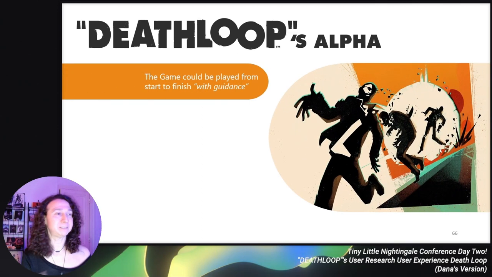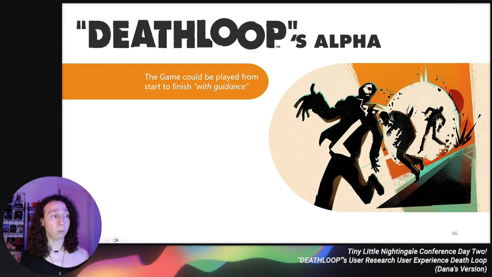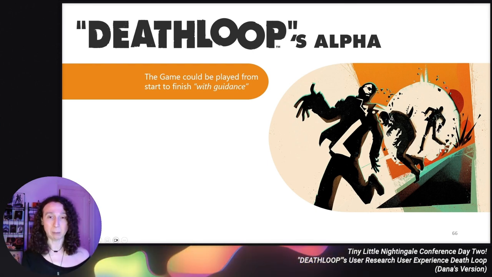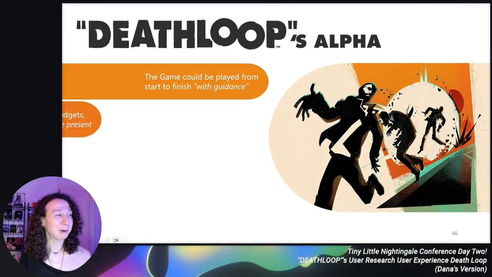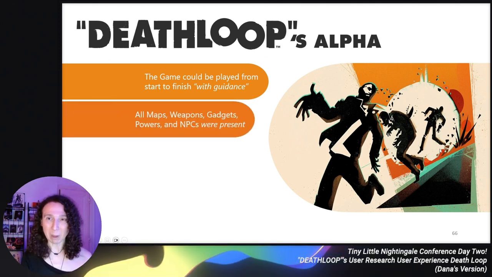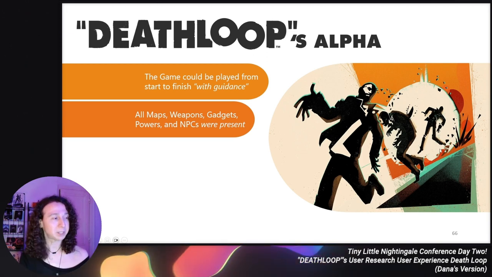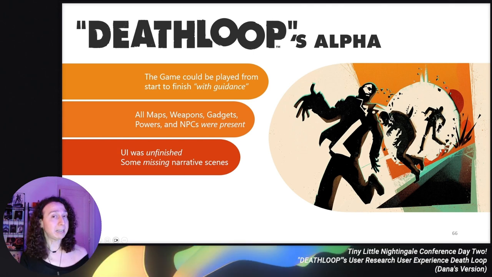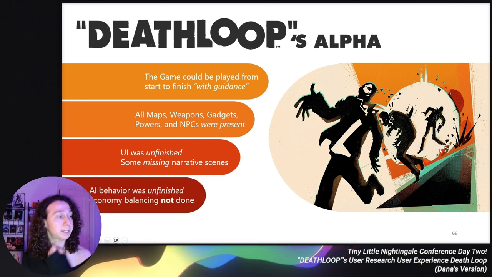So what's the state of the game during alpha? What does an alpha for a game like this look like? The game could be played from start to finish with guidance. So typically like a big walkthrough doc that the tester had at their elbow while playing. All of the maps and the weapons and the gadgets and the powers and the NPCs, those are present. Those are in the maps. Those are working. UI is not finished. We're still missing some key narrative scenes. Those are all still being worked out.